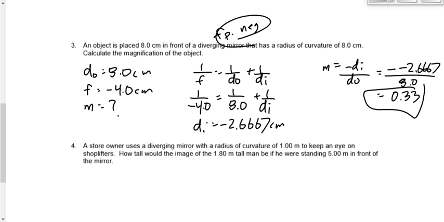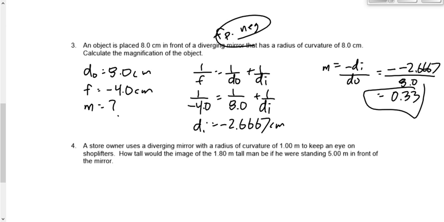If you think back to your ray diagrams, every time you have a diverging lens or mirror, it's smaller, upright, and virtual. So that's a nice little check for you. Just to be clear, if m is negative, assuming the object is right side up, then the image is inverted.